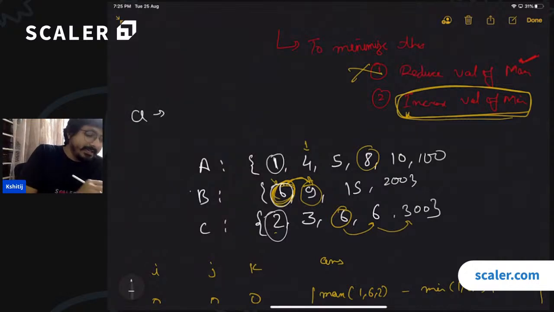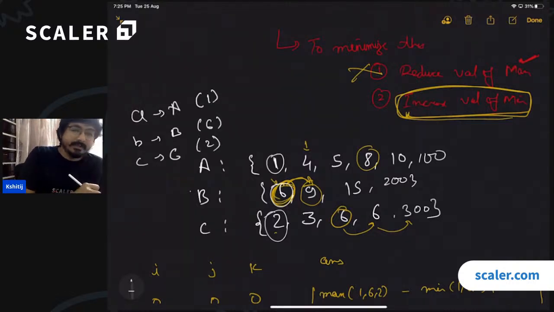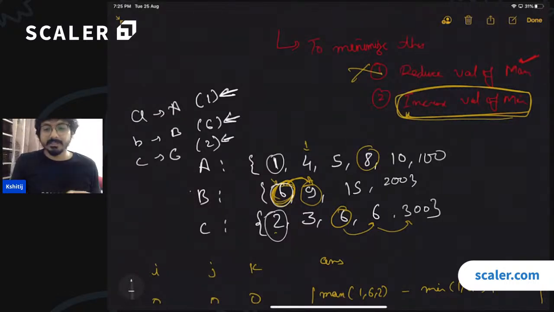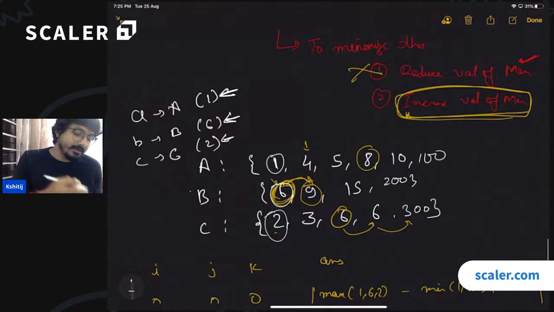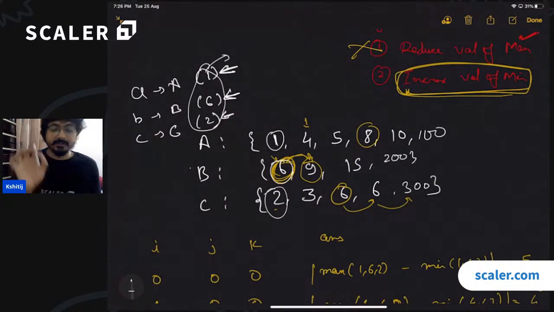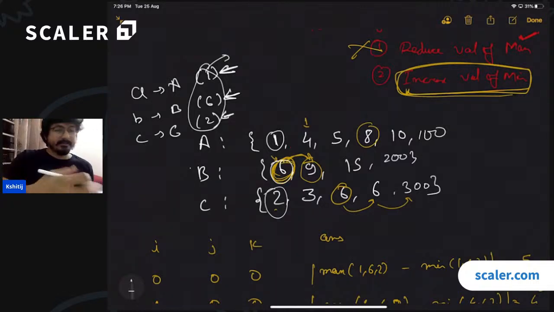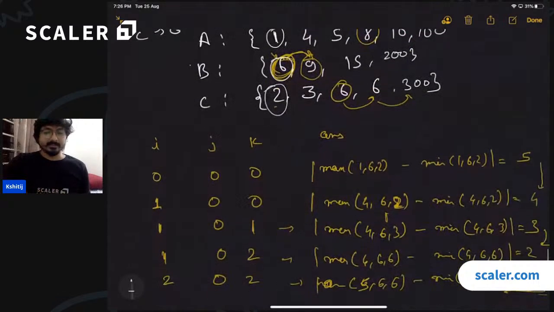You have to select A from array A, B from array B, and C from array C. You have selected the minimum of array A, the minimum of array B, and the minimum of array C. There is no number possible which is less than 1 in array A, less than 6 in array B, or less than 2 in array C. So there is no chance that you can minimize the maximum of these three. Whatever you are getting as the maximum is the minimum possible value of the maximum. Just take some example, try it out yourself, and then you will understand.